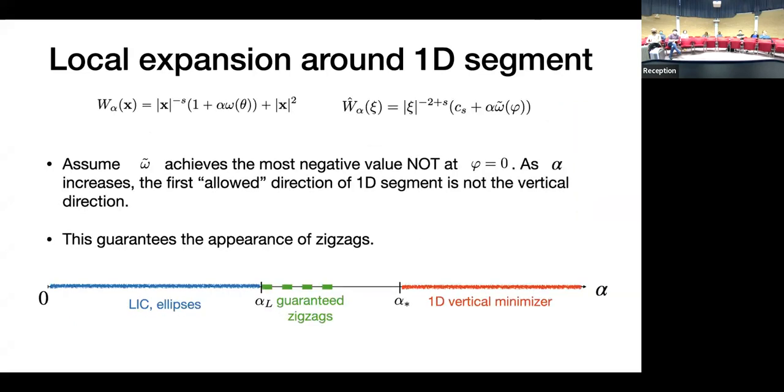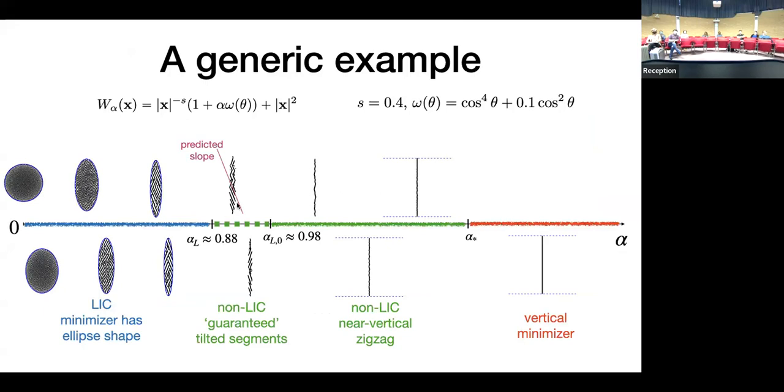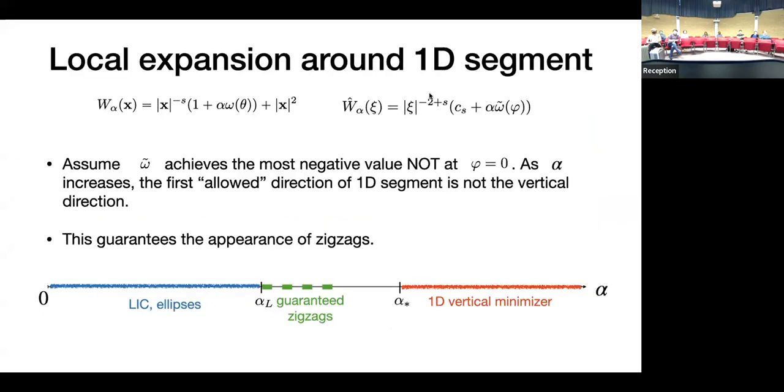Okay, so in the very particular example that I have shown to you, this one, you can explicitly calculate the Fourier transform and show that the omega tilde, the Fourier transform of this profile, is not minimized at phi equals 0, which means the first time you pass this LIC threshold, some Fourier direction becomes negative, and it is not the direction corresponding to vertical segments.